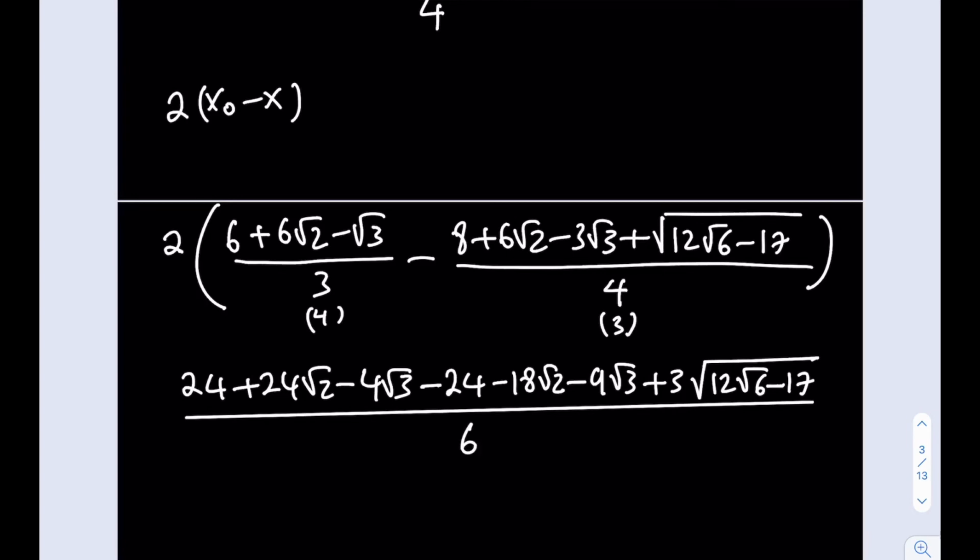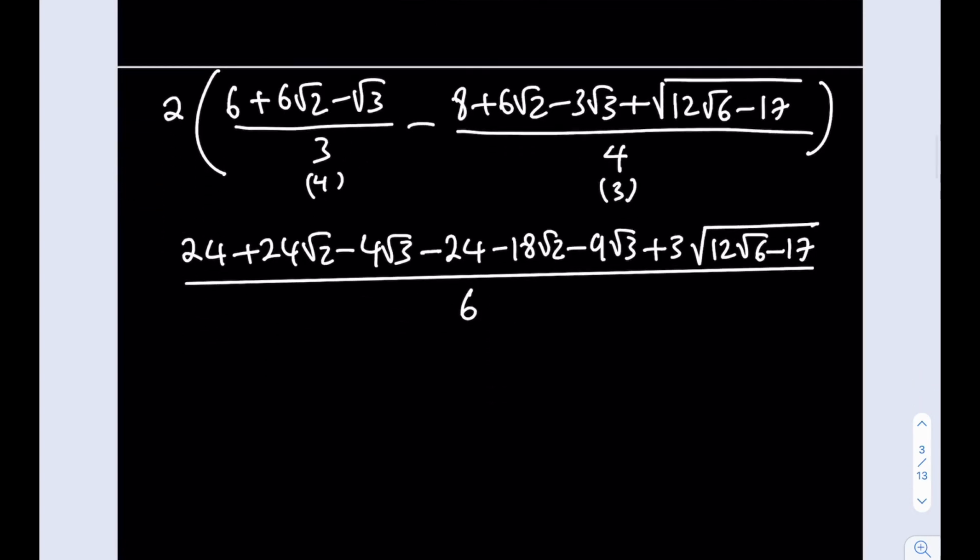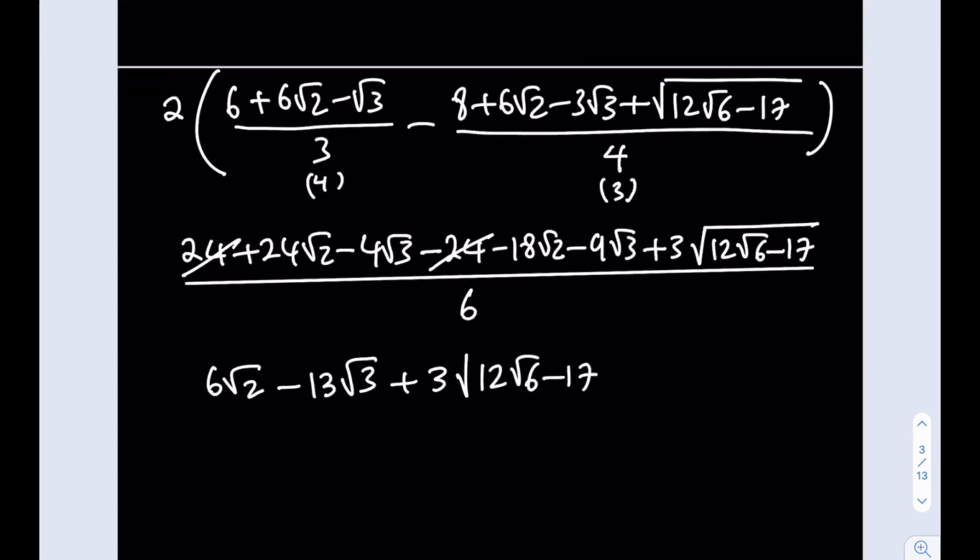Okay, we can simplify this a little bit more. Obviously, 24 is going to cancel out. And then we have 24 root 2 minus 18 root 2, which is 6 root 2. Then I have the minus 4 root 3 minus the 9 root 3, which makes minus 13 root 3. And then finally, I have the radical expression, 3 times the square root of the quantity 12 root 6 minus 17, all over 6. So that's going to be our a value, which is the side length of the triangle.